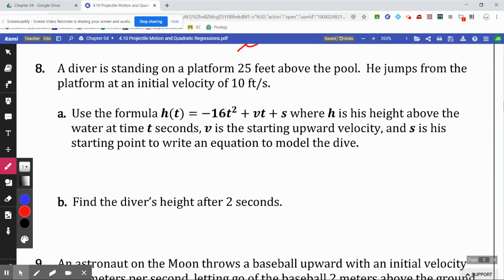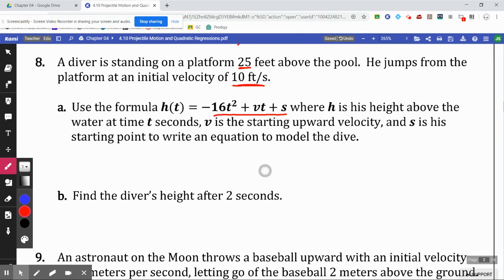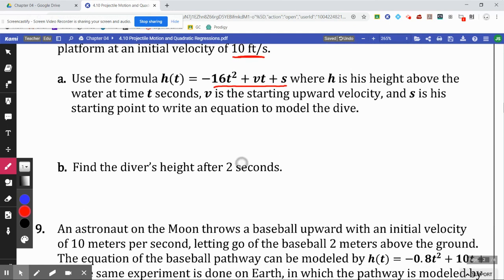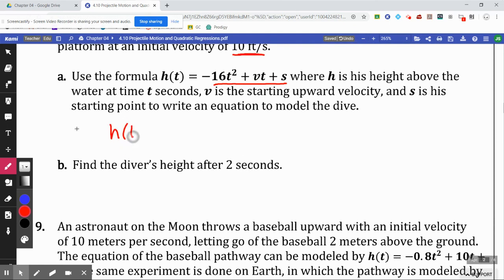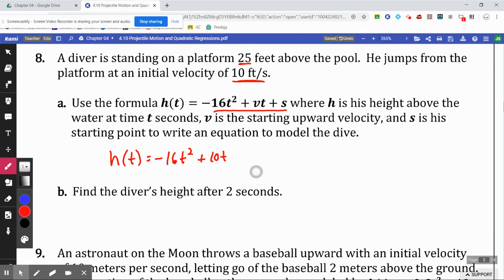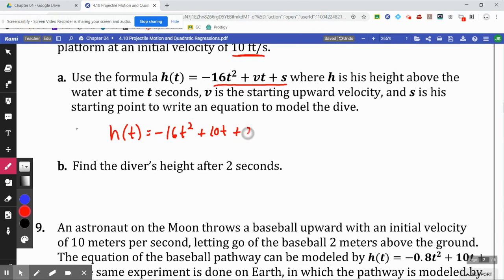Number 8, a diver is standing on a platform 25 feet above the pool. He jumps with an initial velocity of 10 feet per second. Notice now they give us the formula, and we know already how to plug this in. V is the starting velocity, S is the starting point. We've already discussed all that. Write the equation. The height is going to equal negative 16t squared. Since the initial velocity is 10 feet per second, so you'll have plus 10t. The initial height is 25 feet, so plus 25.